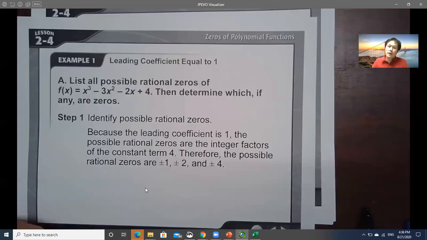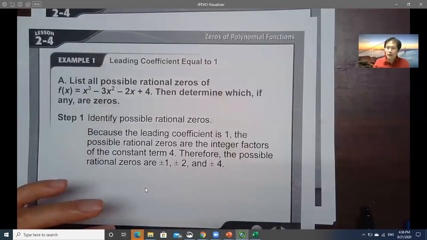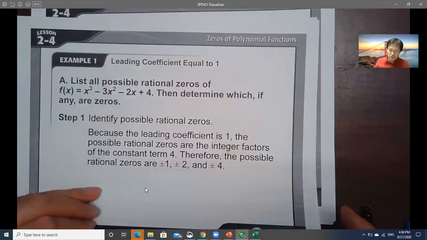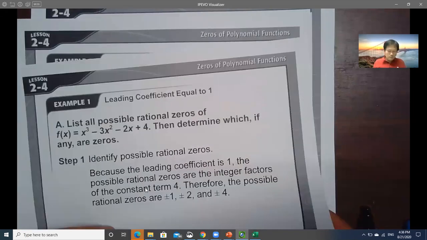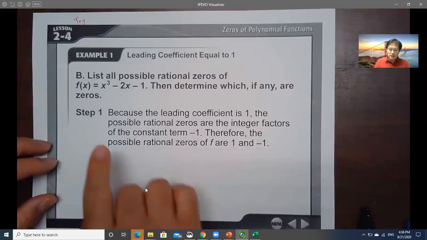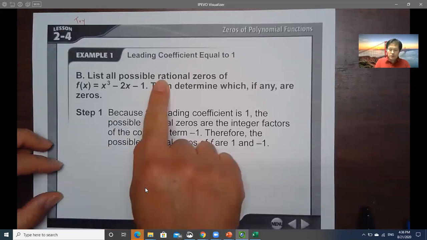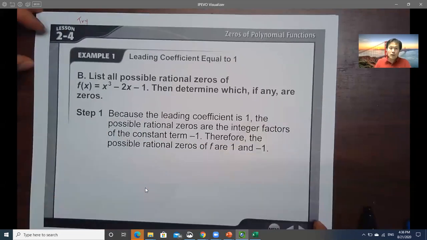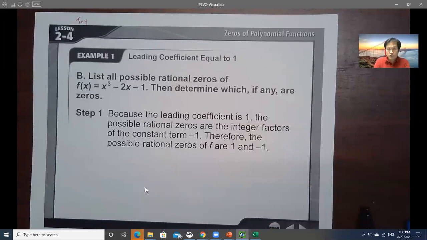This is the method used way back when they didn't have a calculator whatsoever. Okay, you should try: list all possible rational zeros of this, then determine if any are actual zeros. You do it. Pause it, try.